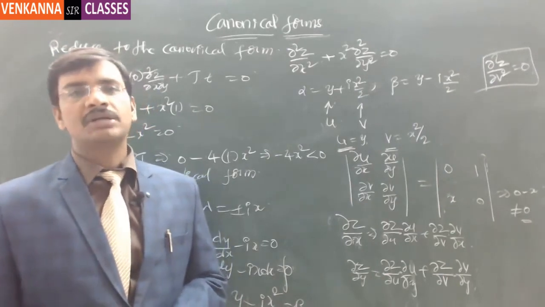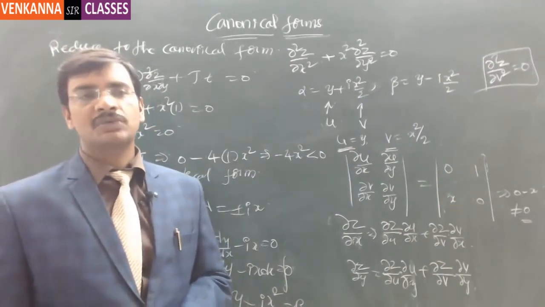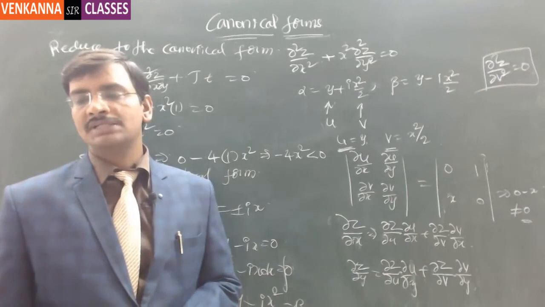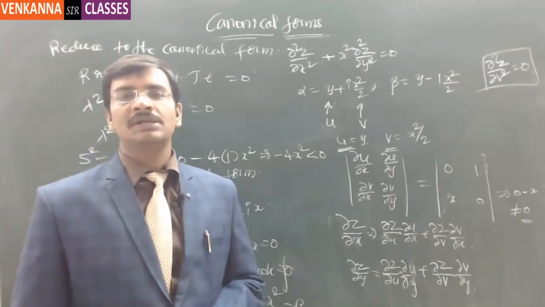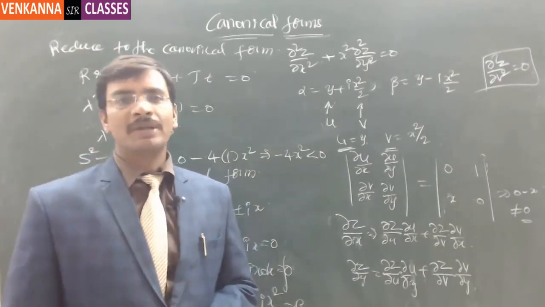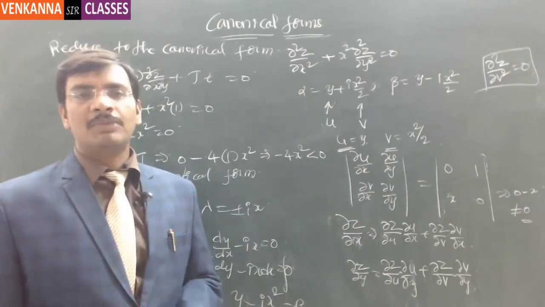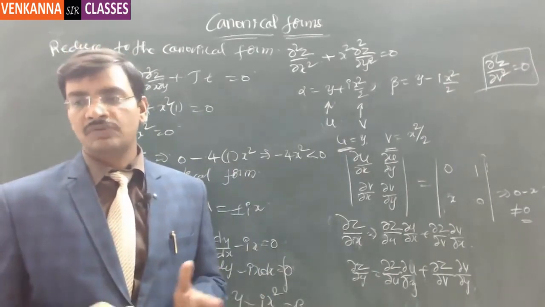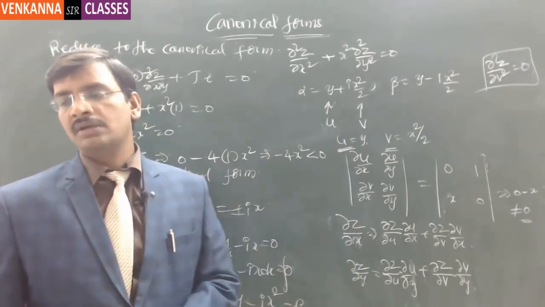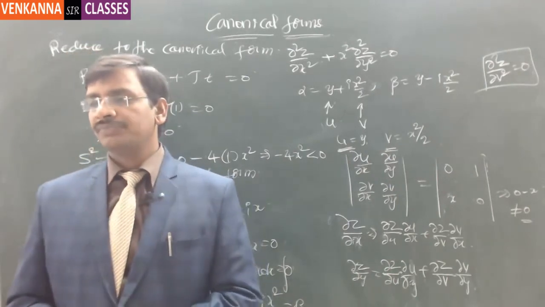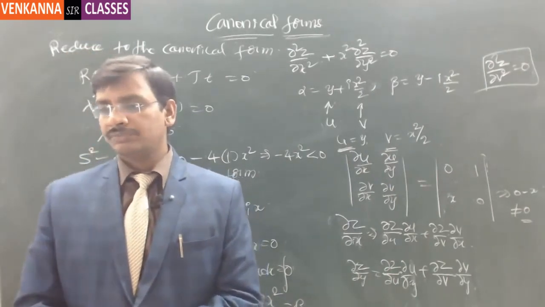The third case is the elliptical case, where the b square minus 4ac value is negative, that is, s square minus 4rt is negative. Then the roots are complex conjugates. In that case, you can take the real part and the imaginary part as the two different characteristics and then bring it into the canonical format. Got it? I hope no other questions are there.